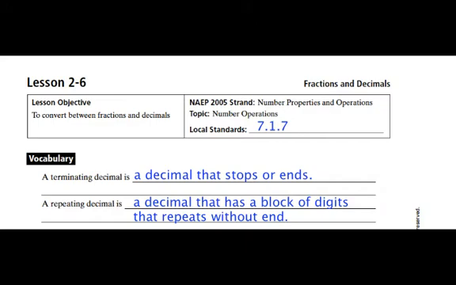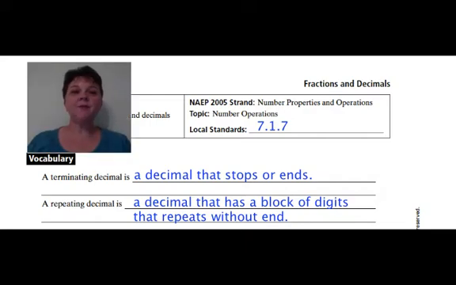A repeating decimal is a decimal that has a block of digits that repeats without ending. Both terminating decimals and repeating decimals can be written as fractions. We'll talk about that a little bit more when we discuss rational and irrational numbers. Pause the video at this time if you need more time to finish this part of the notes.